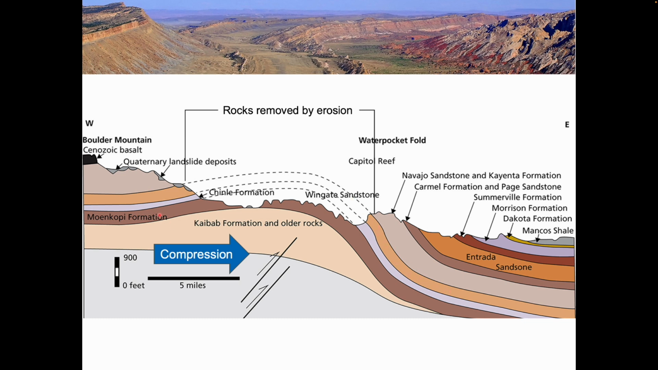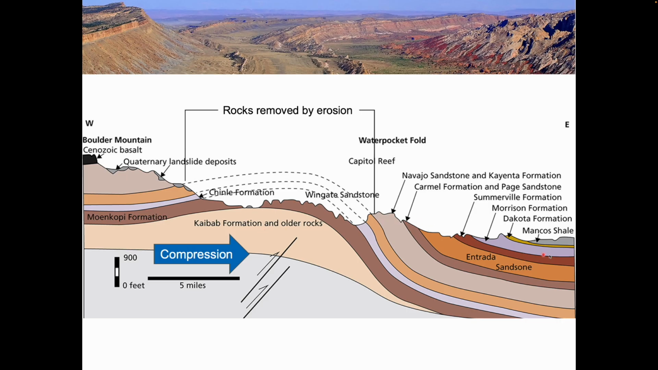By looking at this, we can see that from the upper part of the fold, the western side of the fold, a significant amount of rock has been removed by erosion. This same erosion has removed the central part of this monocline fold and revealed the oldest rocks at its center. In this location, that is the Kaibab Formation, which is the youngest rock at the top of the Grand Canyon.